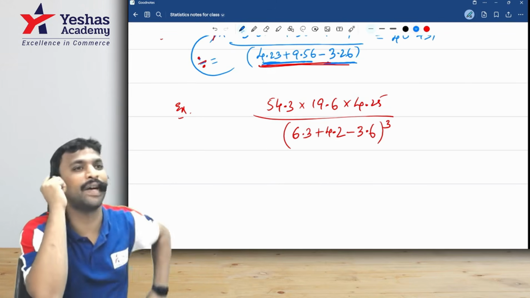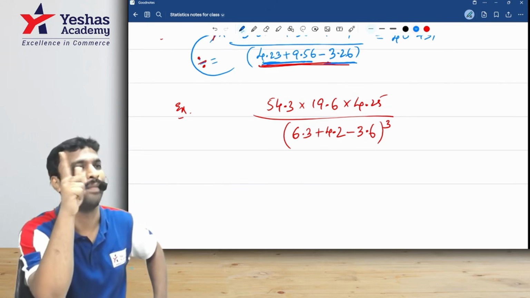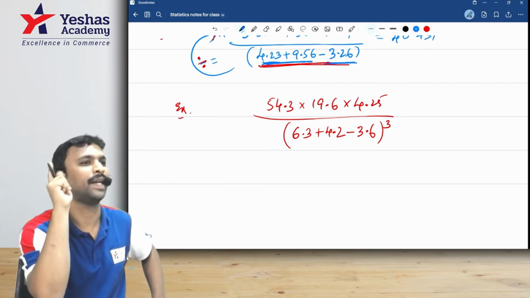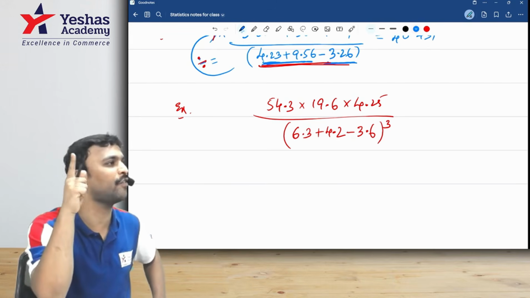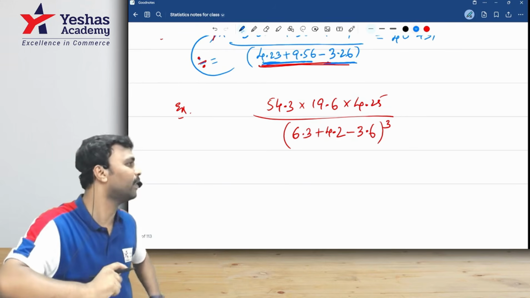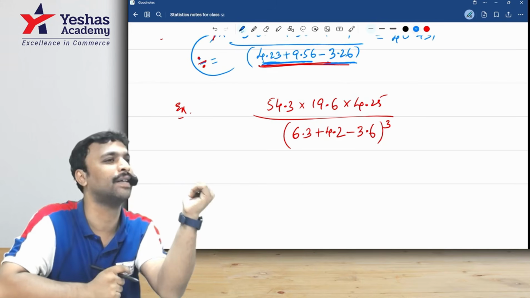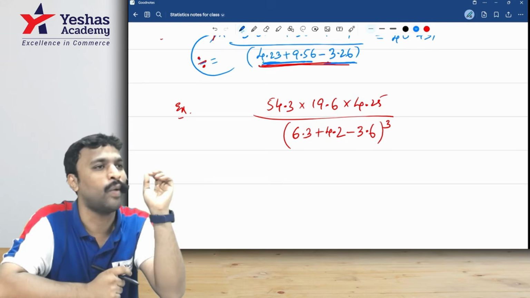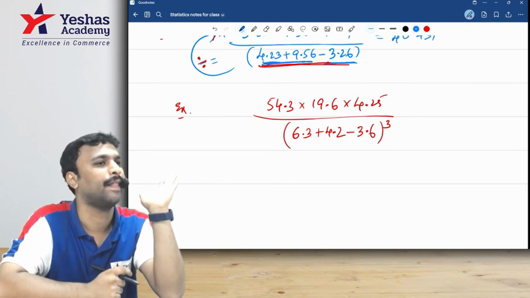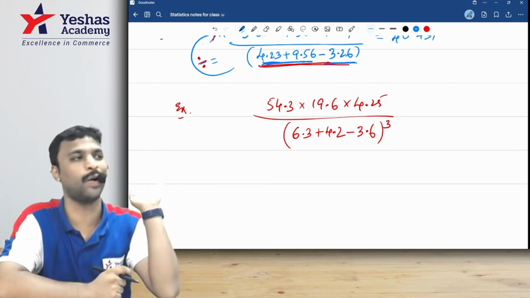What is the numerator? How do you say simple? Multiplication. If there is into between the terms, it is simple. For us or for the calculator? For the calculator. Numerator is simple. Denominator is complicated or simple? Why complicated? Plus and minus. Plus and minus between terms means complicated for the denominator.